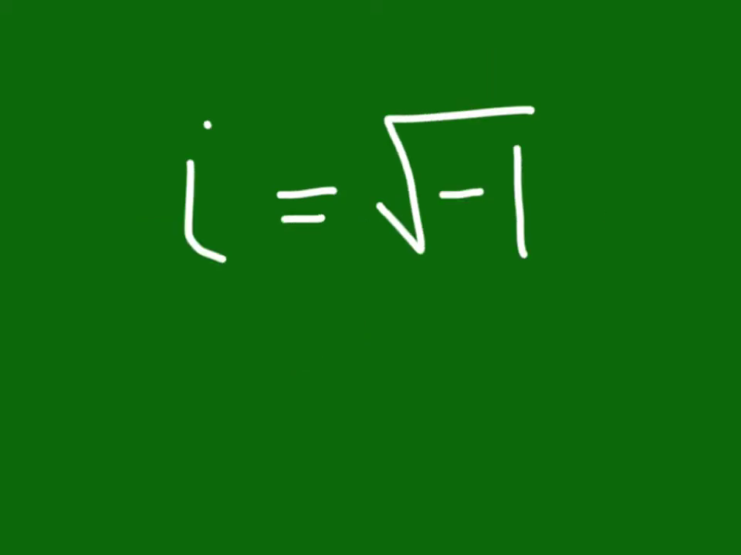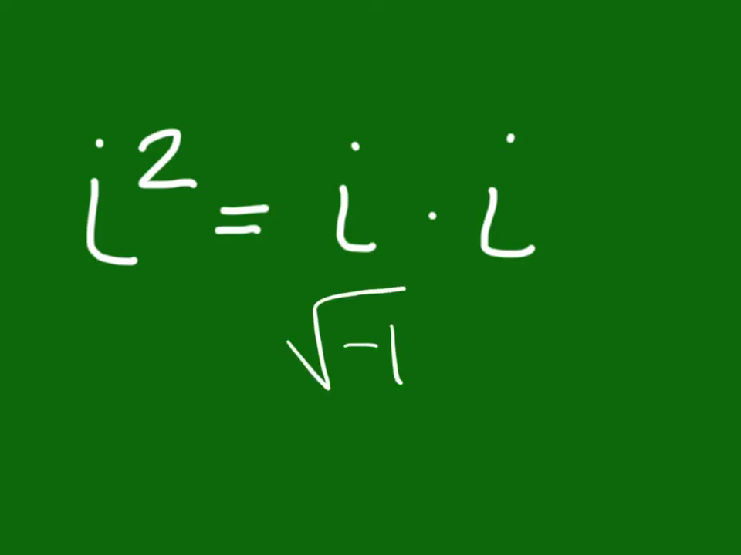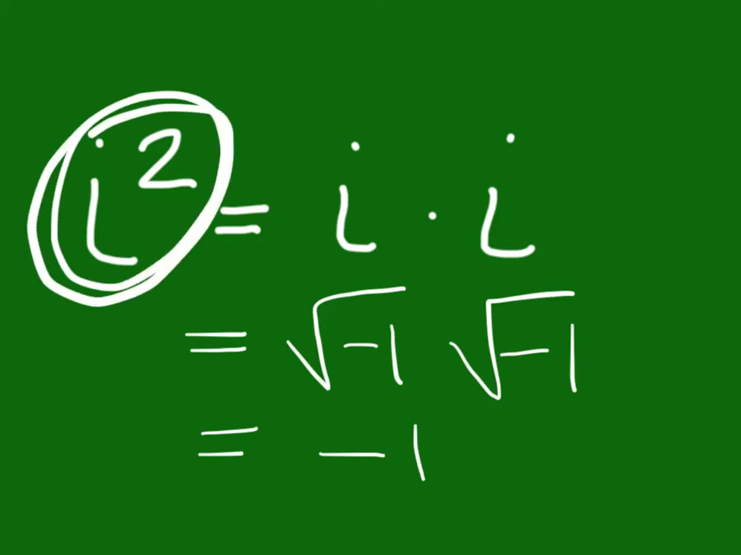So if we know that I is the square root of -1, then what would I squared be? I squared is the same as I times I. And remember that I is the square root of -1. And we just did this one before. What's the square root of -1 times itself? -1. This will never change. Anytime you see I squared, you can automatically equate it to -1.